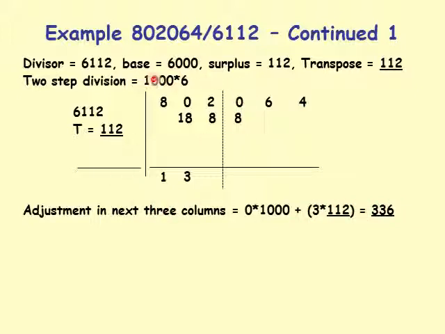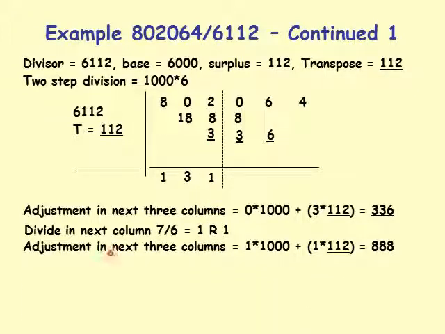There are 3 zeros in the base number. So I got negative 3, negative 3, and a 6. Divide in the next column, which is 7 divided by 6, and that's 2 plus 8 is 10, minus 3 is 7. That gives me 1, remainder 1. Now there are 2 adjustments. One for the remainder 1, which is 1 times the proportionality 1000. And for the quotient, it's 1 quotient times the transpose. So I have a total adjustment of 888 for the next 3 columns.